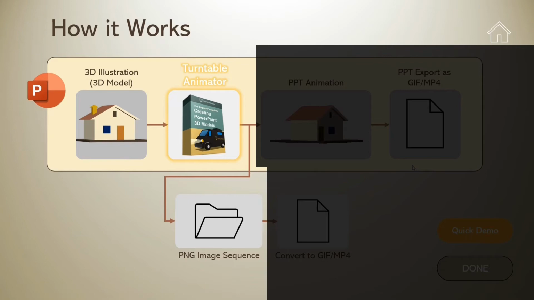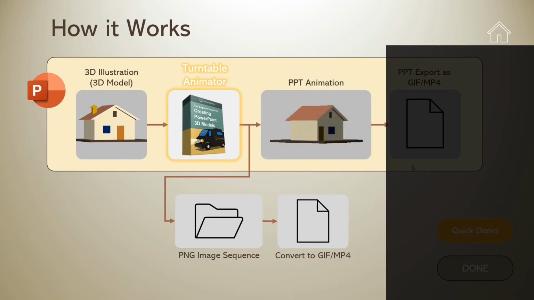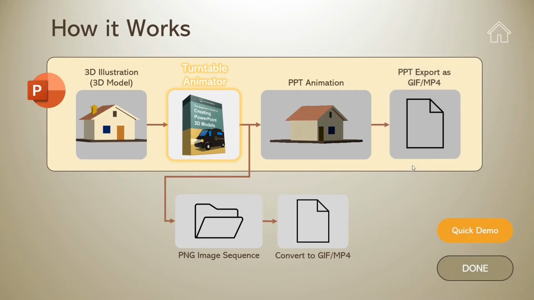Use the PNG image sequence files with any GIF or MP4 conversion software to create animated GIFs and videos. In addition, you can also choose to have the PNG image sequence inserted into PowerPoint and animated. You can then export this animation as animated GIFs or MP4 videos.